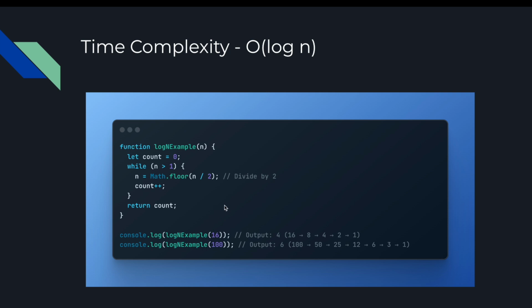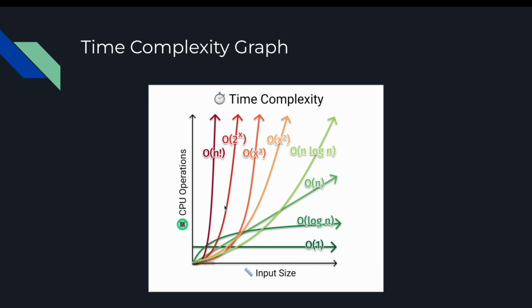Now let's check the time complexity graph once again. Previously we saw that the best time complexity is O(1), because in this case, if you keep on increasing the input size, it will have no impact on your CPU operations. The CPU operations will remain constant even if you keep on increasing the input size. And we also saw in case of O(n), if you increase the input size, it will increase the CPU operations as well. They are directly proportional in case of O(n).